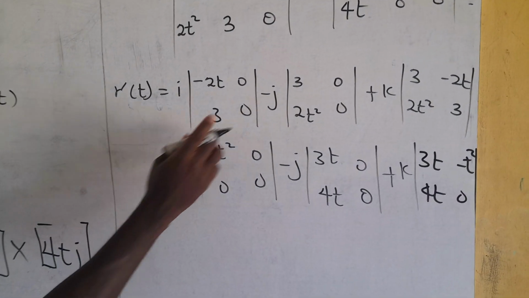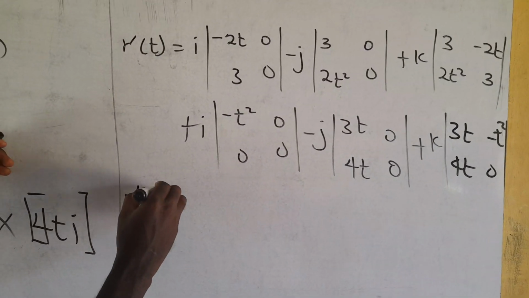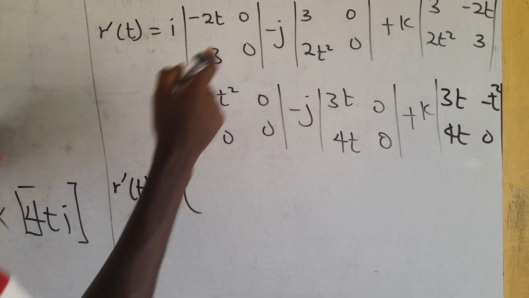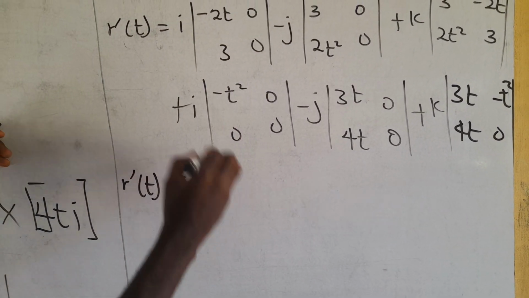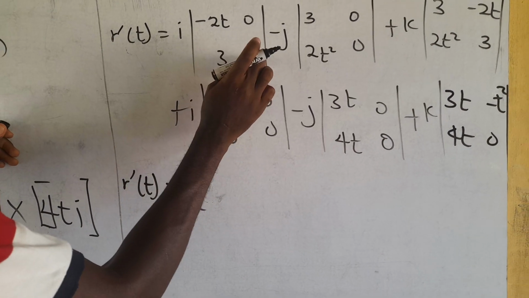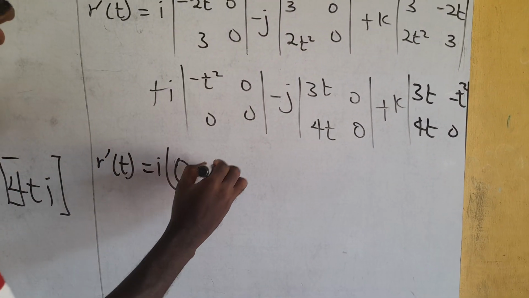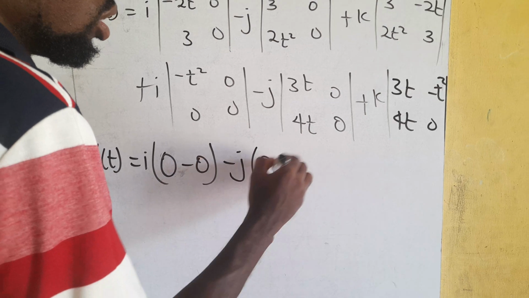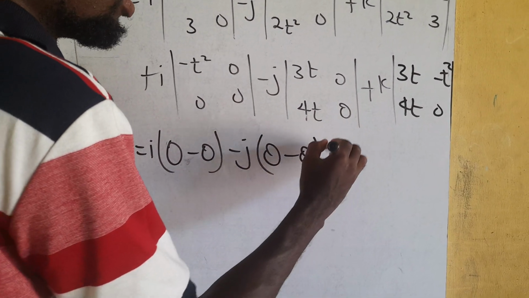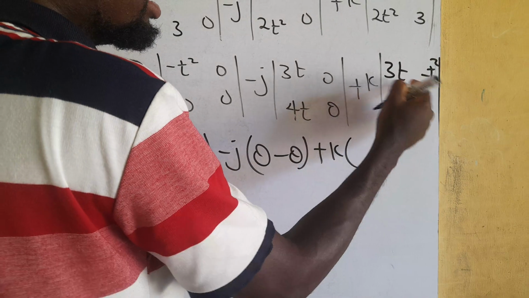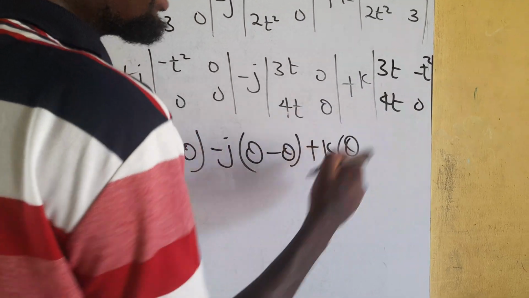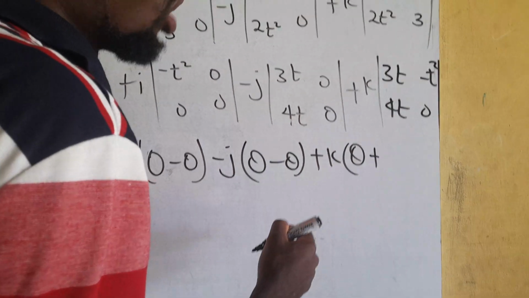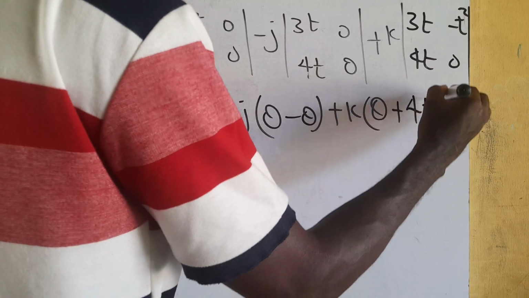Now how do we find the determinant of a 2 by 2 matrix? So this will be i times 0, negative 2 times 0 will be 0, 3 times 0 will be 0, so 0 minus 0 is 0. Then minus j. This times this is 0. Then this times this will also be 0, so minus 0. Then plus k. 3t times 0 will be 0. Then 4t times minus t squared, so minus 4t times minus t squared will be plus 4t cubed.